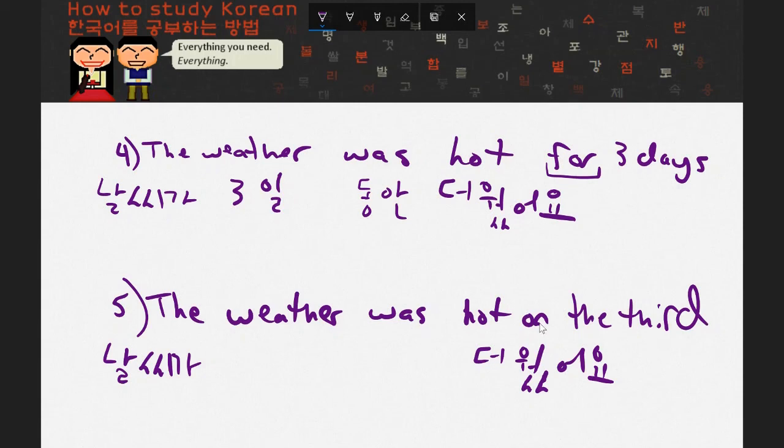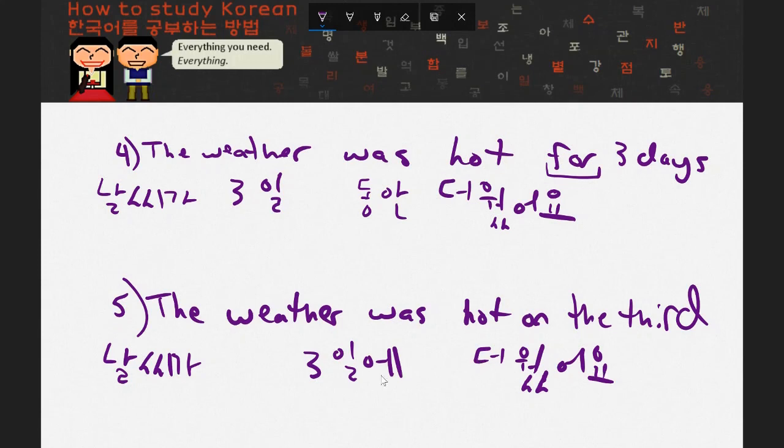Now, if I want to indicate that it was hot on the 3rd, as you learned in my lessons, specifically in lesson 11, if you want to indicate that something occurred on a particular day of the month, and that's the sentence that we created here, what you do is you write down the day that it happened, followed by 일, and this looks very similar, but instead of saying 동안, you'd have to say 에. And this would say 날씨가 3일에 더웠어요.